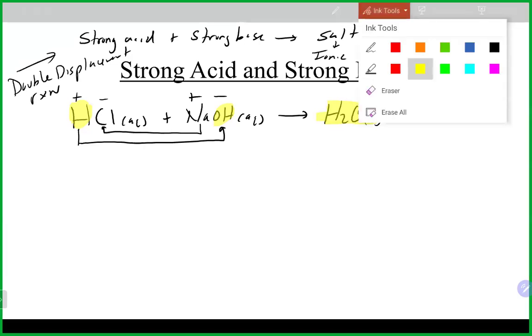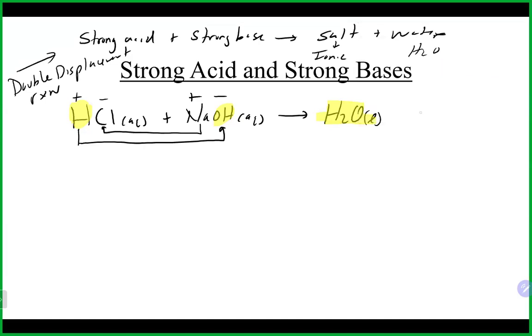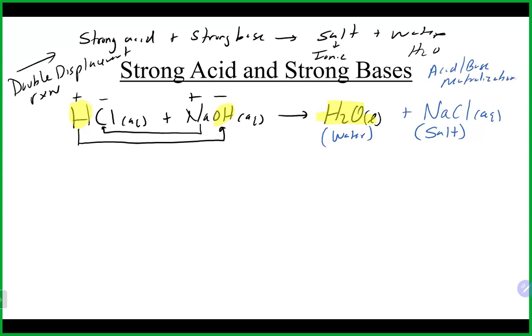And the remaining two things will come together, which is our sodium, which is +1, and our chloride, which is -1. And based on solubility rules, we know that sodium chloride is going to be aqueous. And this is our salt, which is our ionic compound, and this is water. And this is ultimately a double displacement reaction. And it is more specifically called an acid-base neutralization reaction, and that is because you basically will form water.